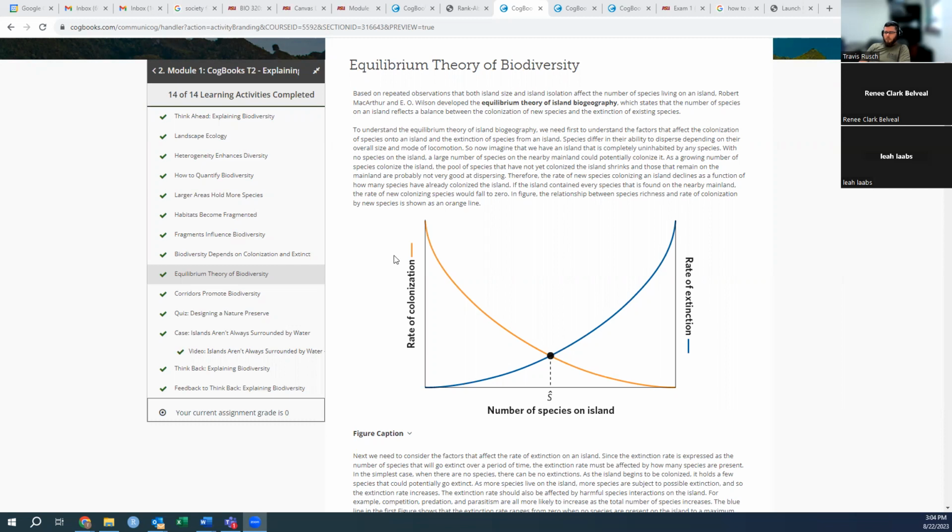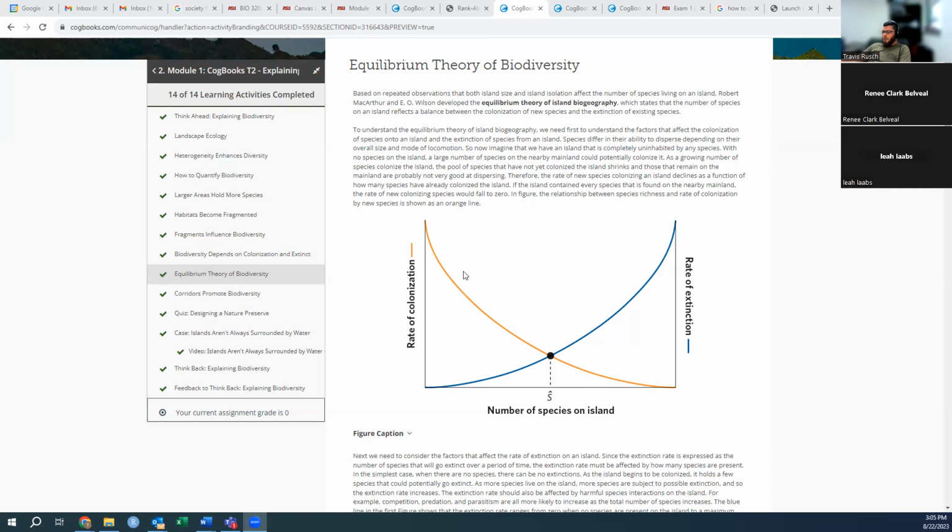So I'm getting a little mixed up by this. As your rate of colonization increases, so does your rate of extinction. Is that correct? That is, yeah, that is correct. Okay. As one goes up, the other goes up, right? Yeah, I would agree with that.